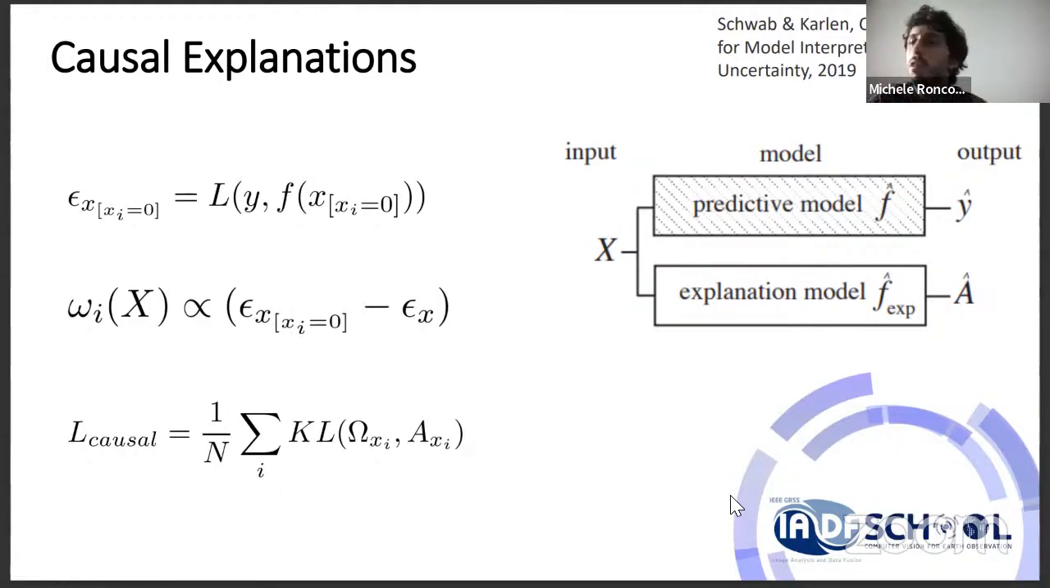So once the model has been trained, so you have a function f, what they calculate is the error, which is obtained by setting to zero. So again, perturbing the input and putting to zero or to a mean or somehow eliminating some of the features.